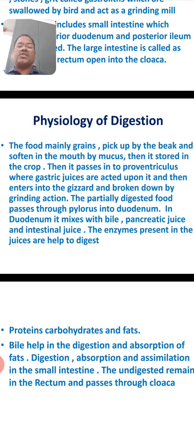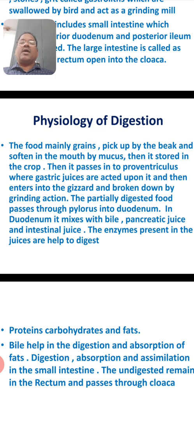The partially digested food passes through the pylorus into the duodenum, and in the duodenum it mixes with the bile, pancreatic juice and intestinal juice. The enzymes present in the juices help to digest proteins, carbohydrates and fats. Bile helps in the digestion and absorption of fat. Digestion, absorption and assimilation also take place in the small intestine, and the undigested food material remains in the rectum, and finally it passes through the cloaca. So this is the end of the digestive system of the pigeon.